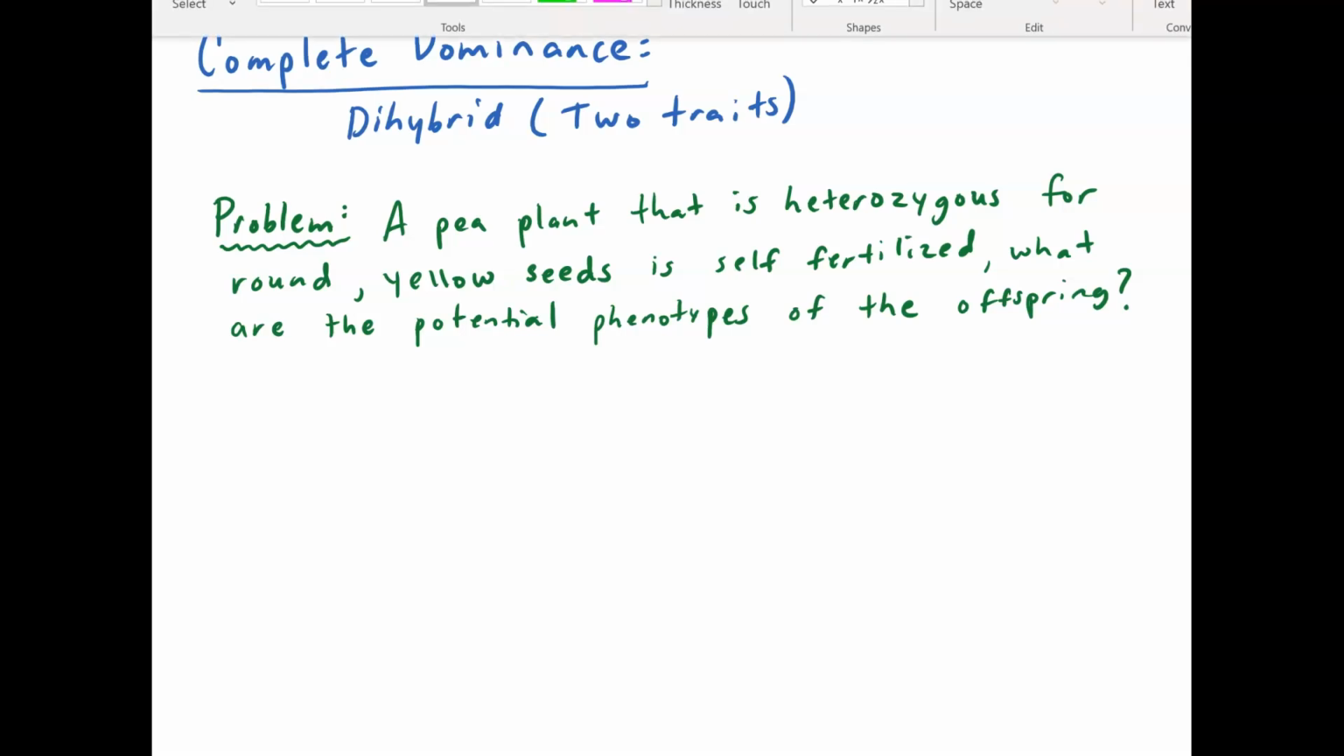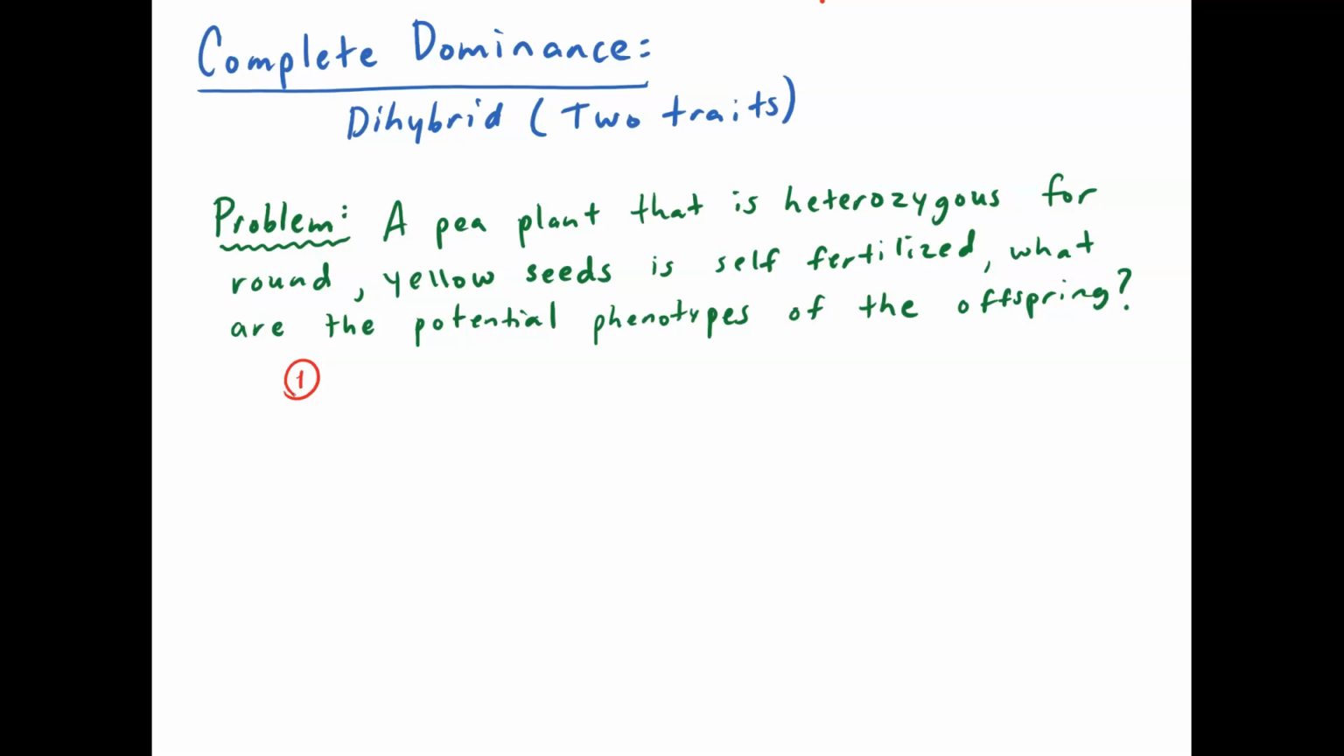We want to follow through with those 3 steps. So our first step is to always identify basically what are the parental genotypes. All right, so it's going to be self-fertilized, right? So we're not crossing it with a different plant. That's one of the things with plants, they're able to self-fertilize.